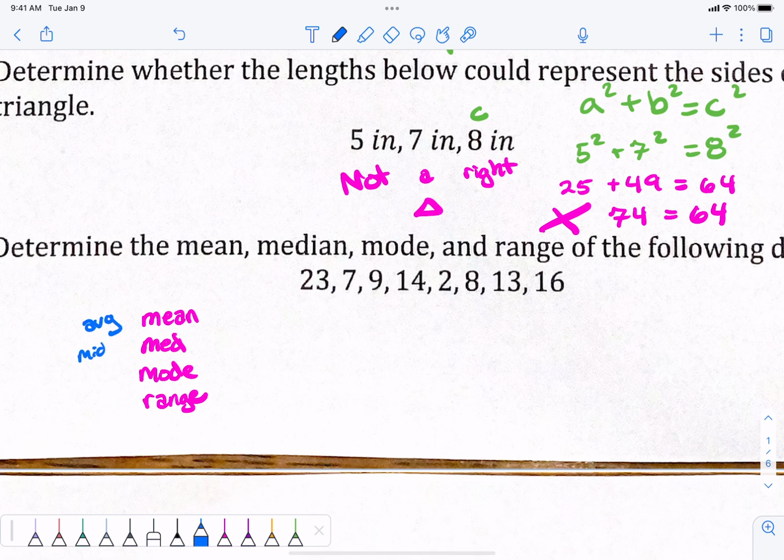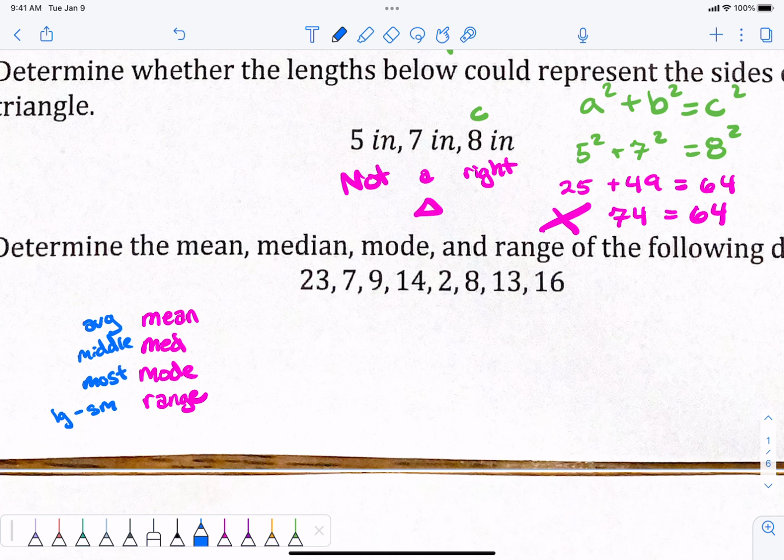Median is the middle. Mode is the most. And range is the large minus small, or the biggest minus the smallest value. Okay? Now, for the mean we don't have to put these in order, but we do for the median. So let's go ahead and put them in order.